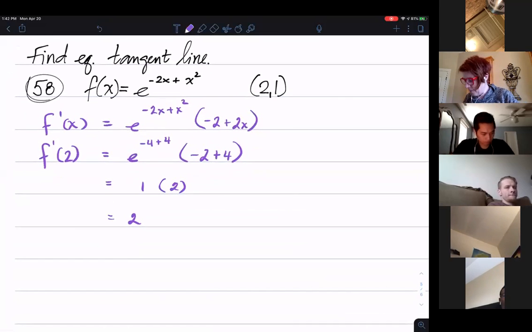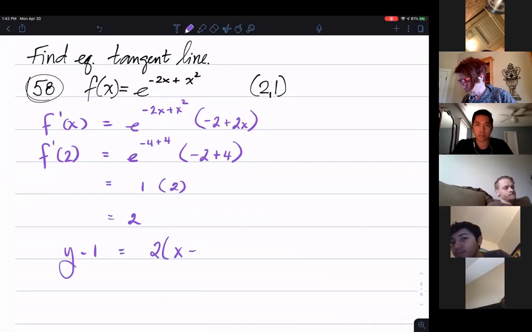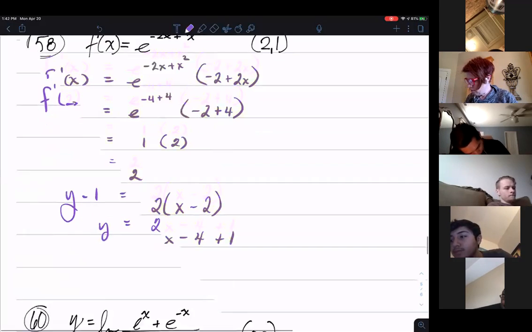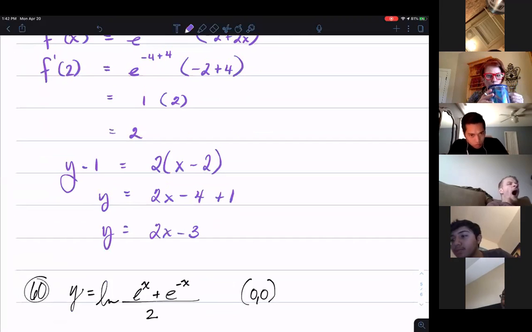y minus y1 is equal to 2 times x minus 2. So you've got 2x minus 4 plus 1. So y equals 2x minus 3. Yes.